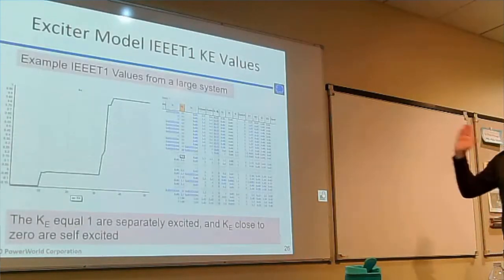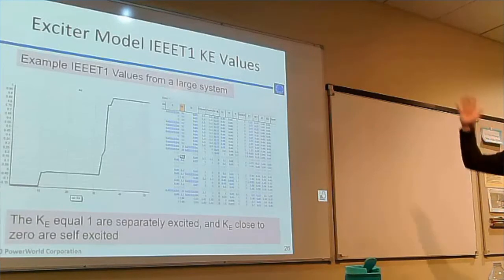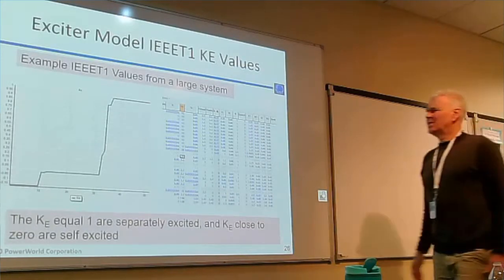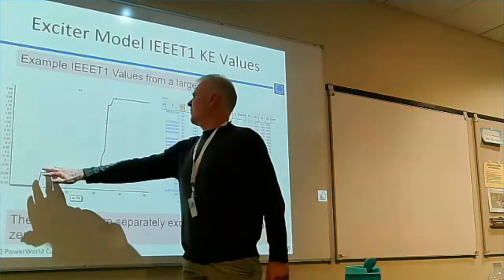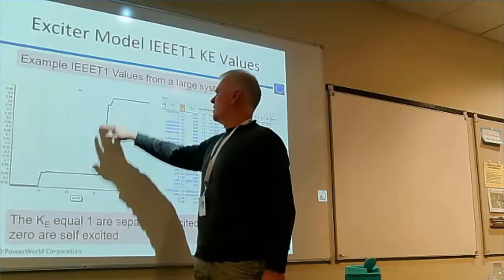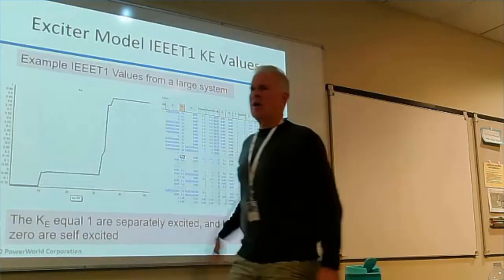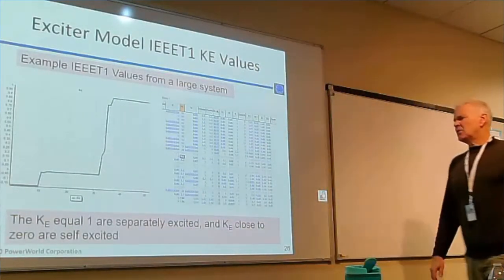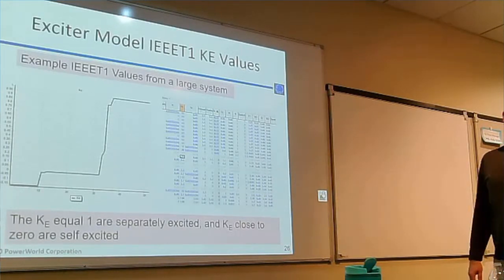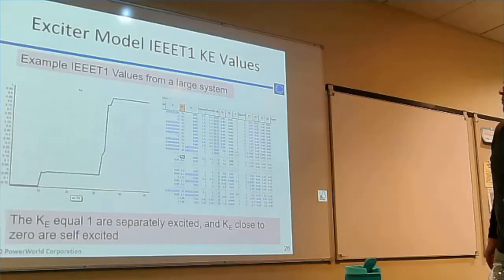If we look at some values in the WCC case, I think I got this from the WCC case, if you look at the KE values, some are close to 0 and some are close to 1. KE equal to 1 indicates it's a separately excited machine, and KE close to 0 means it's a self-excited machine. So we can represent them with both.